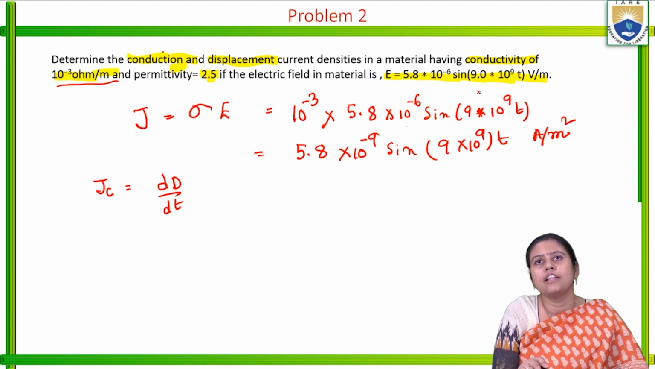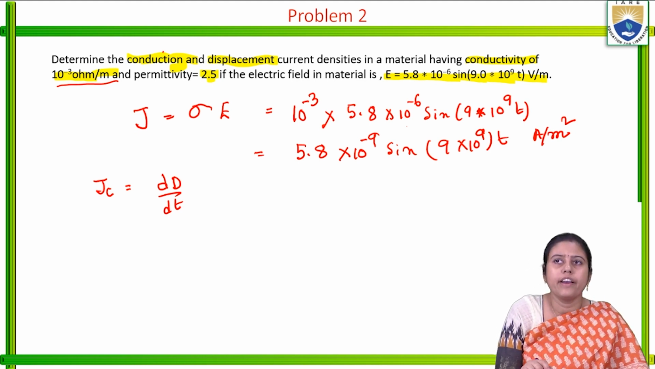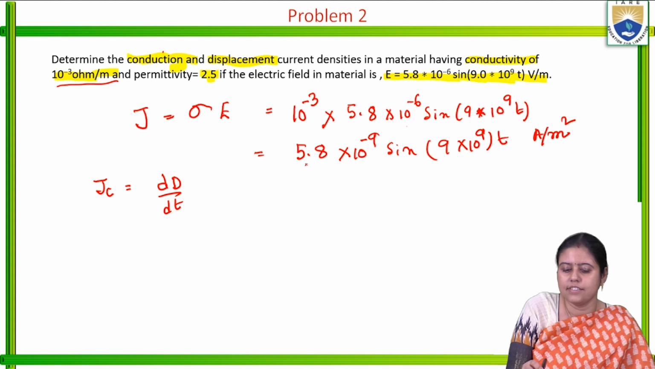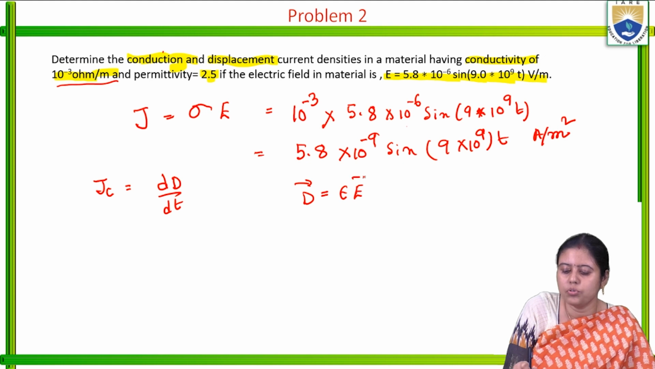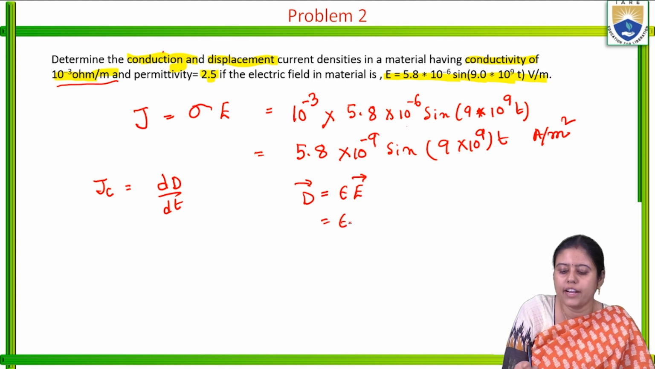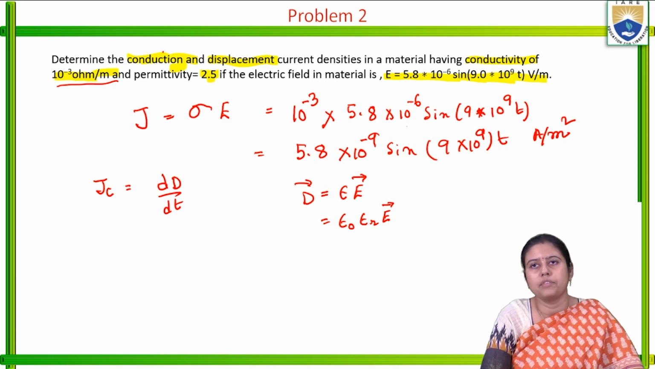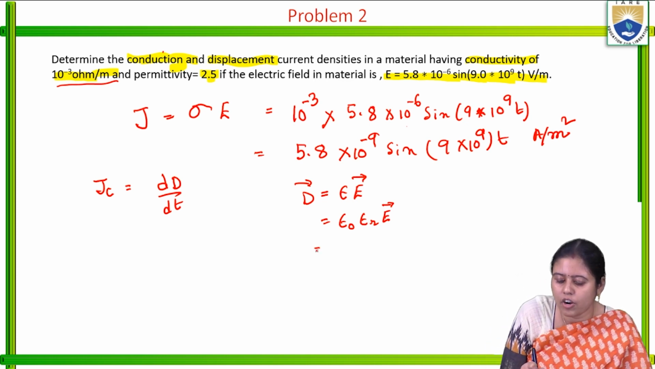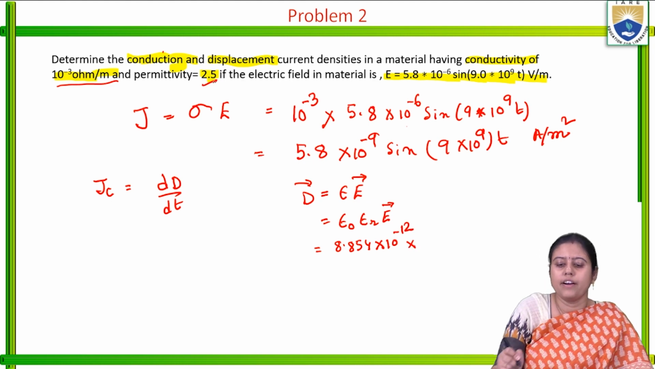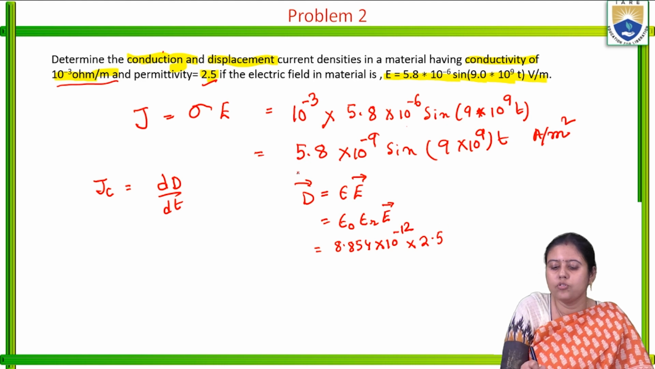Now in this problem, the flux density D is not given. We have to find out the flux density. How to get the flux density? D is equal to epsilon into E. What is epsilon? Epsilon naught epsilon R into E. Epsilon naught value we know is 8.854 into 10 to the power minus 12. What is epsilon R? The value is given, 2.5, into E.